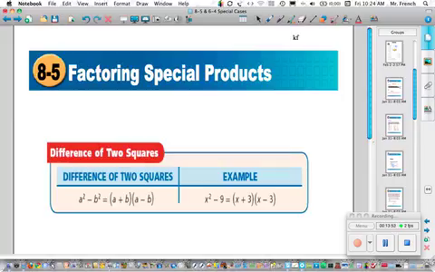All right, let's take a look at this problem here. And Group 2, Student 3.